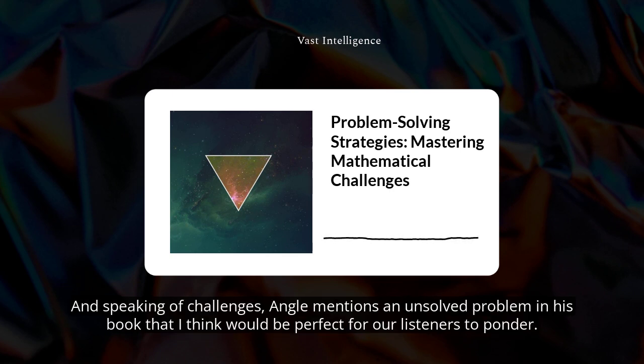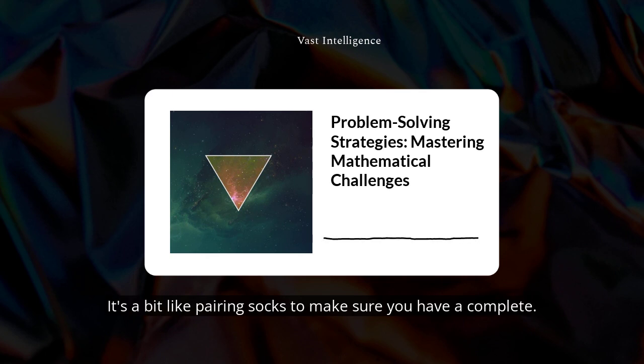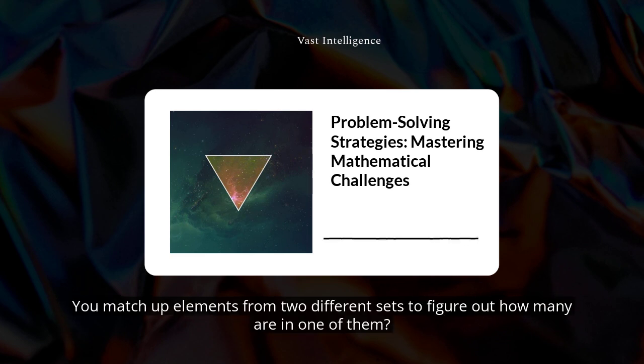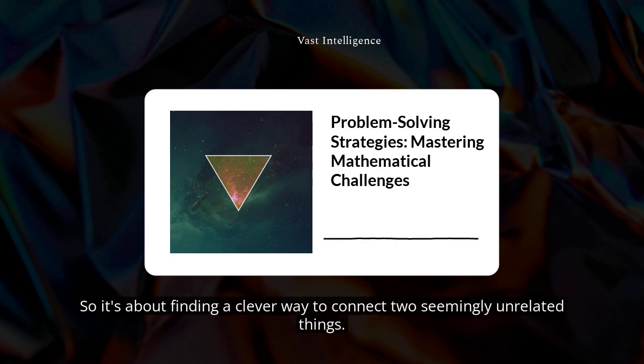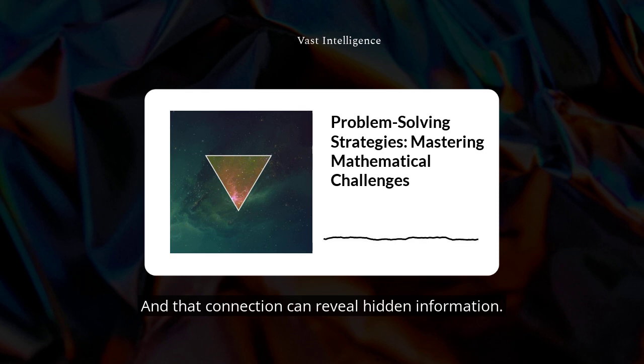And speaking of challenges, Engel mentions an idea in his book that I think would be perfect for our listeners to ponder. He touches on the idea of counting by bijection. It's a bit like pairing socks to make sure you have a complete set. You match up elements from two different sets to figure out how many are in one of them. So it's about finding a clever way to connect two seemingly unrelated things. Exactly. And that connection can reveal hidden information.